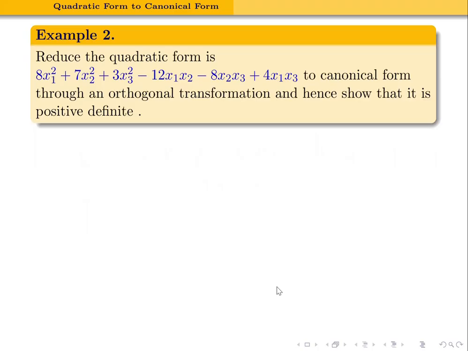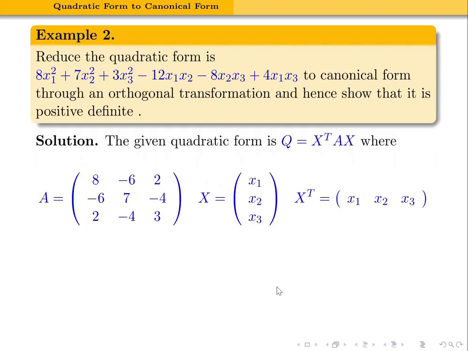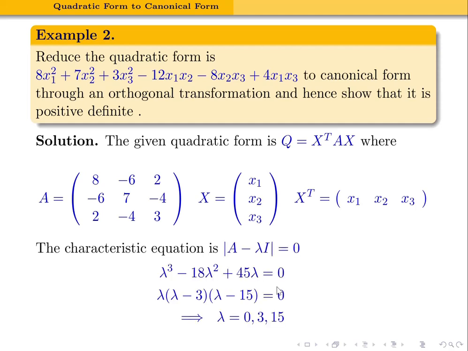Reduce the given quadratic form Q to the canonical form through orthogonal transformation and hence show that it is positive definite. The given quadratic form is Q = X transpose A X, where the A matrix, X matrix and X transpose are given. From this we can find the characteristic equation. So the eigenvalues are 0, 3, 15.